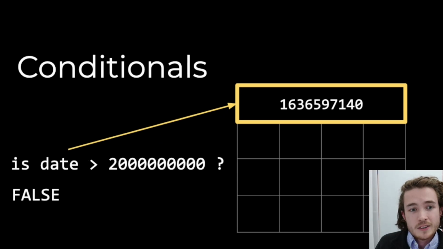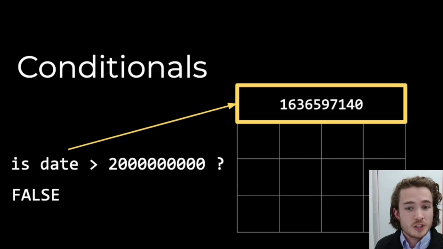Or is date greater than maybe 2 million or 2 trillion? And in this case, well, it's not. And so we get back this false value. So conditionals are what help us ask questions of our data and get back answers that are either yes or no, true or false, these Boolean values that we can talk about in computer programming.